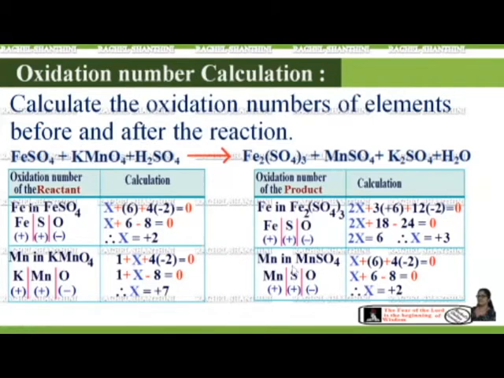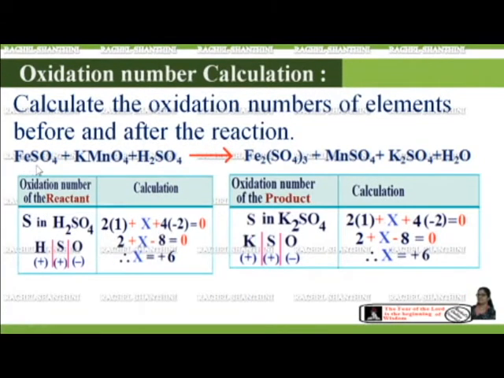Now coming to Mn in MnSO4. Let us assume the oxidation number of Mn as X. Mn plus the oxidation number of sulfur, which is 6. So plus 6 plus, we have 4 oxygen, so 4 into minus 2 equal to 0. So X plus 6, 4 into minus 2 is minus 8, equal to 0. So this gives the value of X as plus 2, which is the oxidation number of Mn in MnSO4.